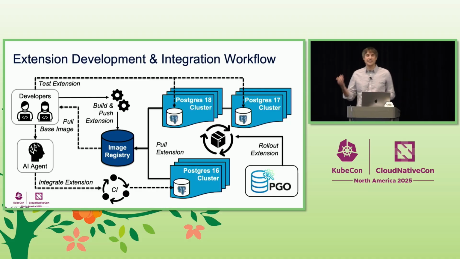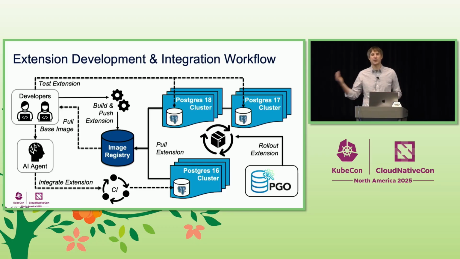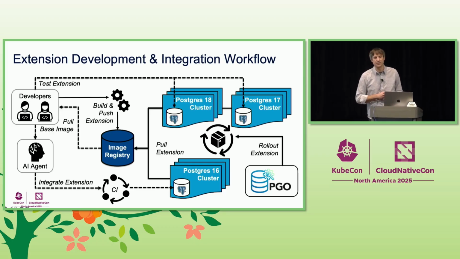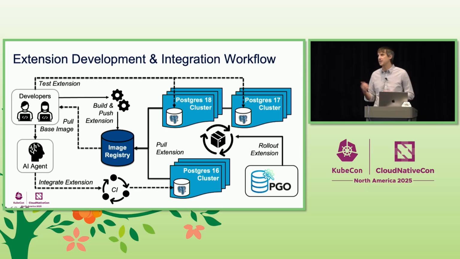And on this slide is an example of an extension development workflow using image volumes. In this diagram, we have a development team that is working on an AI agent and therefore needs a Postgres database with a pgvector extension installed. This is an extension that adds vector similarity search capabilities to Postgres. So in this example, let's imagine the development team wants to build and test the pgvector extension while then integrating it into the database for the agent they're building.